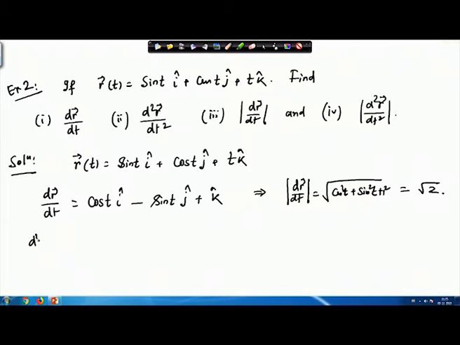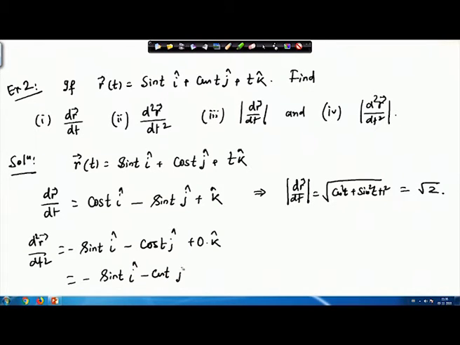And again we will calculate d²r/dt² from here. This will be minus sin t i, minus cos t j, and differentiation of 1 is 0, so 0 times k. So, d²r/dt² is minus sin t i minus cos t j, and its magnitude is the square root of sin² t plus cos² t, which is ultimately 1. That is the required answer. It cannot be plus or minus 1, because we are talking about the magnitude, and the magnitude cannot be negative. That is why we always take the positive value. So, this is the required solution to this problem.